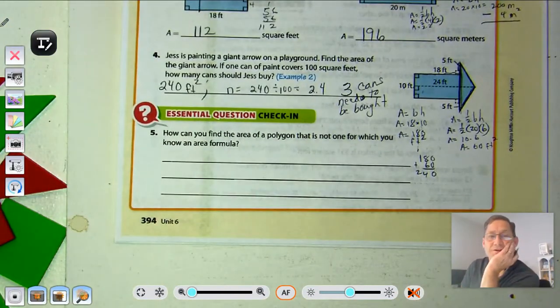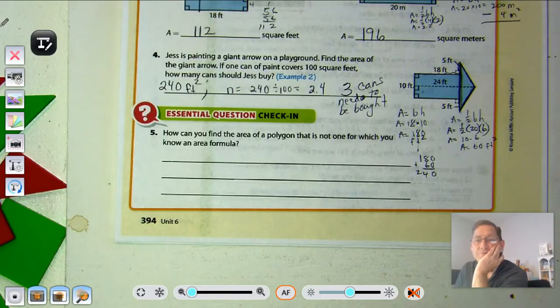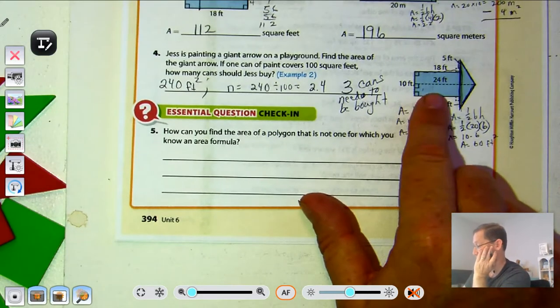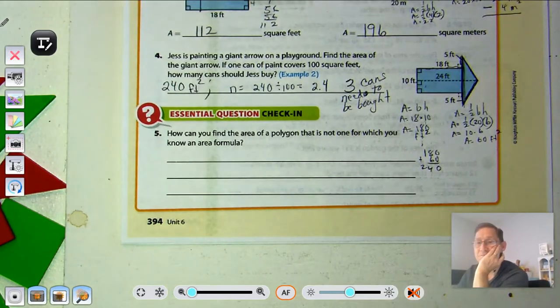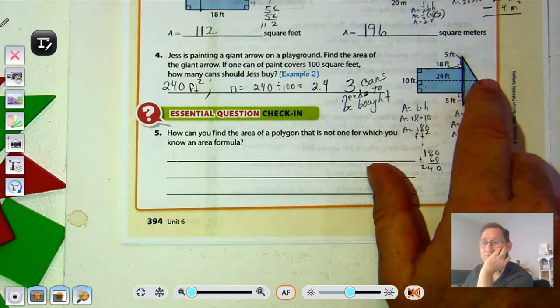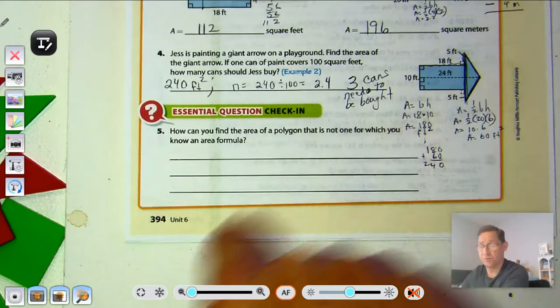Okay. So number 5, how can you find the area of a polygon that is not one for which you know an area formula? So this one right here. So we had a 1, 2, 3, 4, 5, 6, 7-sided figure. We don't have a formula for that. So what we did was we broke it into 2 smaller shapes that we do know the formula for.